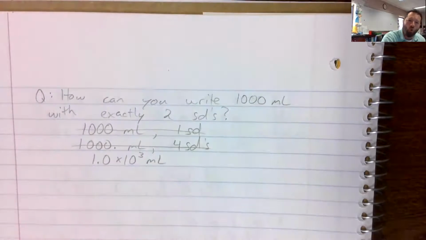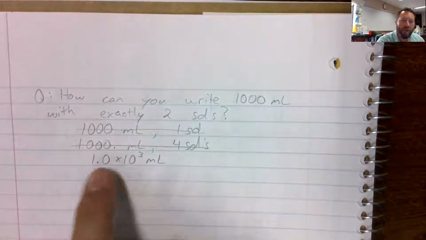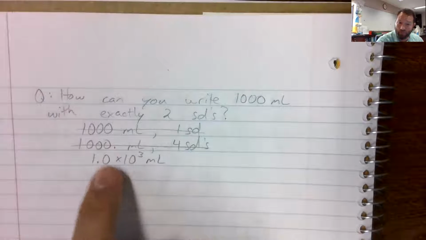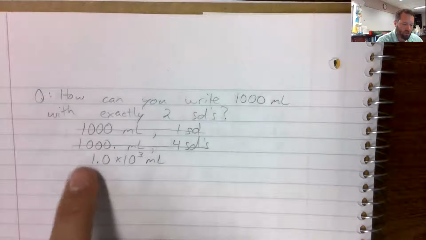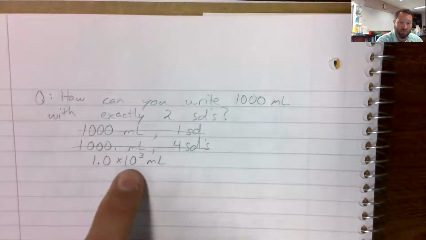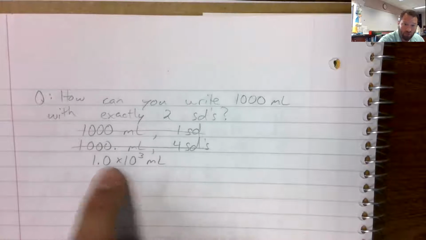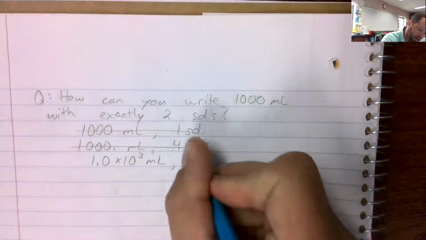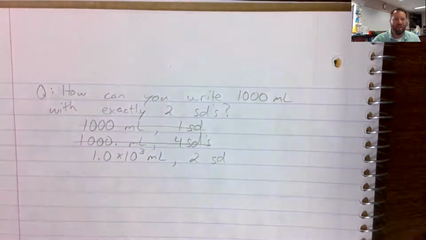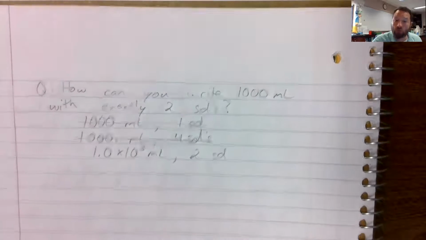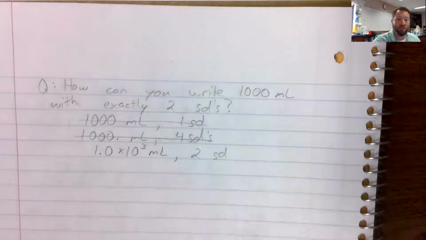scientific notation. 1.0, there we have a trailing zero. That is significant, but only one of them. And the 1 obviously is a non-zero digit, so it is significant. Times 10 to the third, that gives us 1,000. There's our milliliters, and that has our 2 significant digits. So, kind of thinking outside the box. And every once in a while, you have a problem where you do have to write in scientific notation in order to get the proper number of significant digits.